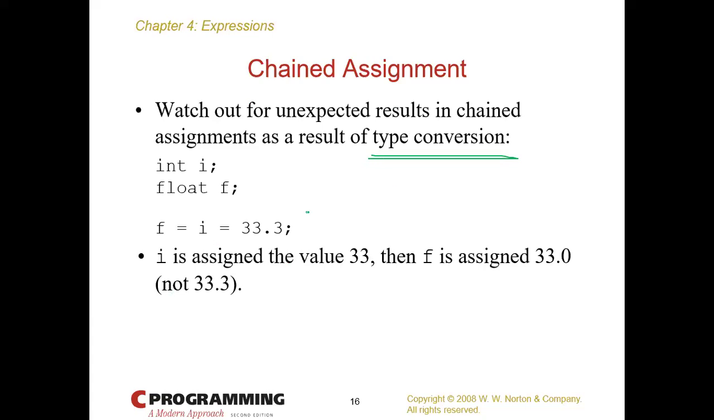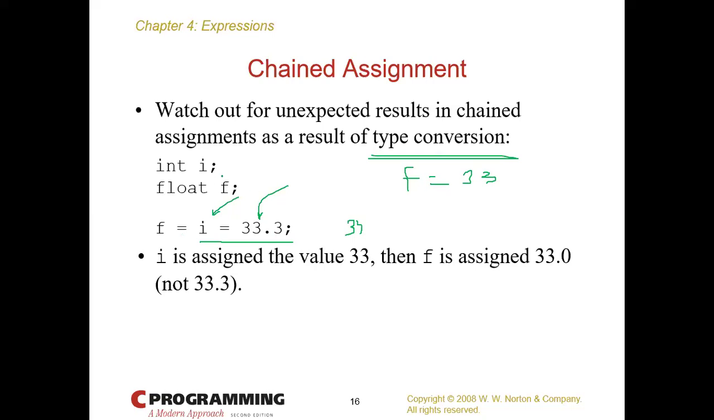Now, since we said that the effect or the value of this expression is not essentially 33.3, the value of this expression is the type of I. And since I is integer, the value of this expression is 33, not 33.3. That means when we are assigning to F, we are not assigning 33.3. We are assigning the value of I. We are assigning 33 to F. So this expression becomes F is equal to 33 because F is equal to I. And what is in I is what we see.